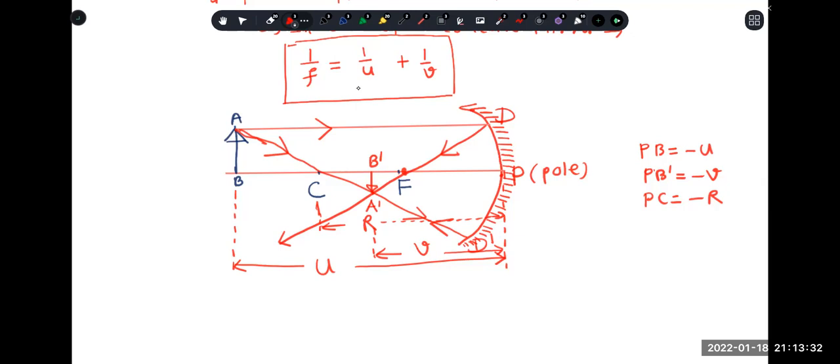And focal length is small f, the distance of the principal focus of the concave mirror from the pole. So we will write here P to F as minus f, which is the focal length. So the position of the object as well as the position of the image, the position of the focus from the pole and the position of the center of curvature from the pole have all been selected here according to the sign convention.